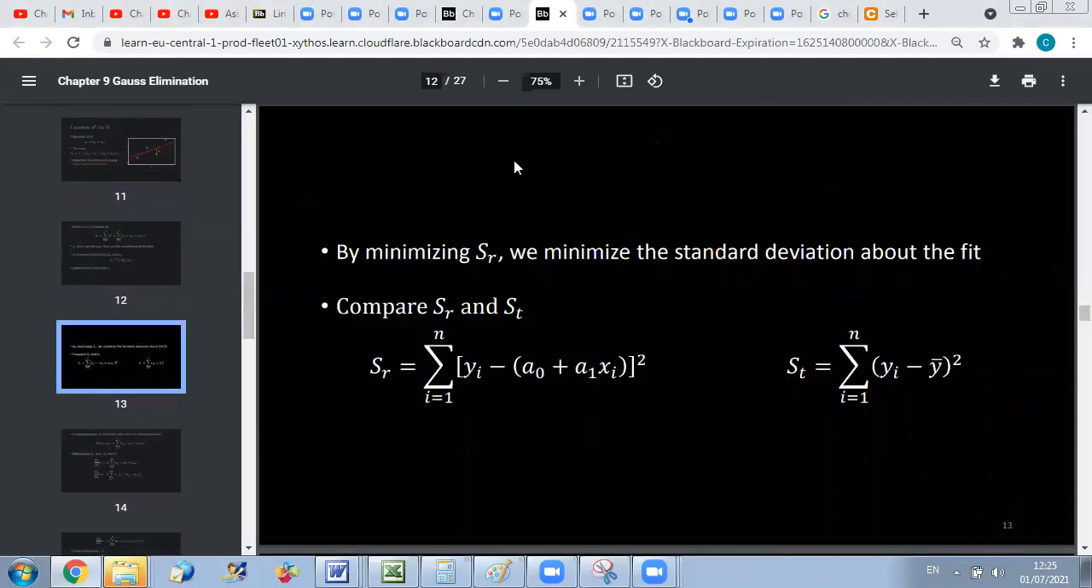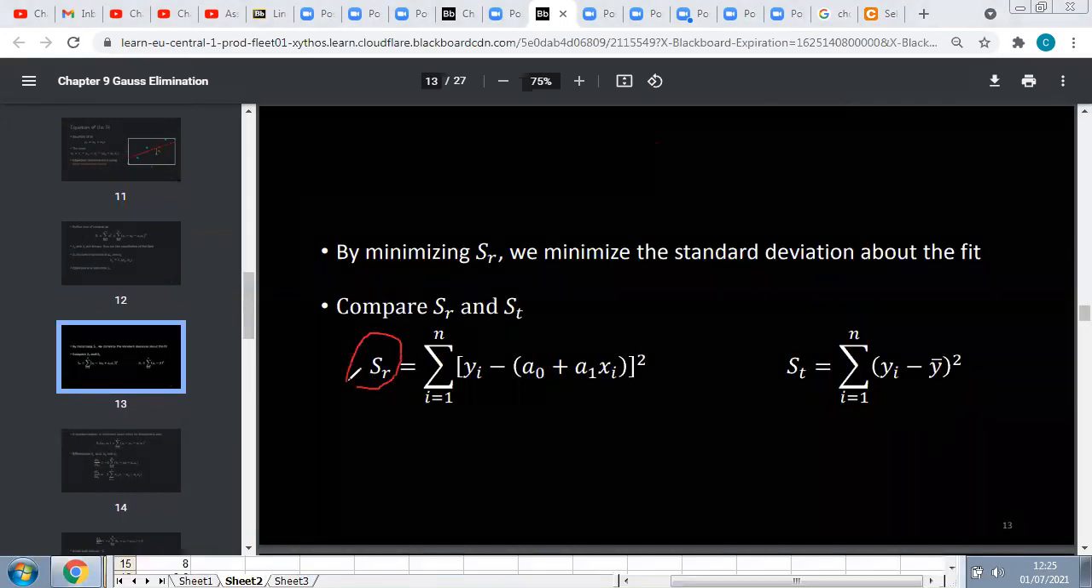Just before doing this, as you can see here, this error SR is similar in concept to the standard deviation. But the only difference is that the standard deviation compares the deviation of the data we have from the mean, while SR represents the deviation of the data from the fit, from the linear equation we have selected for the fit.